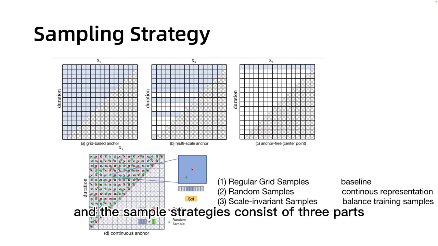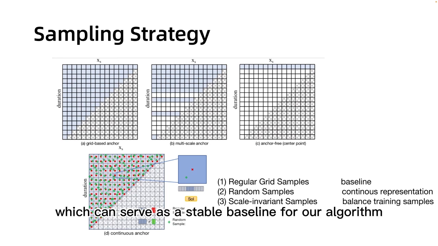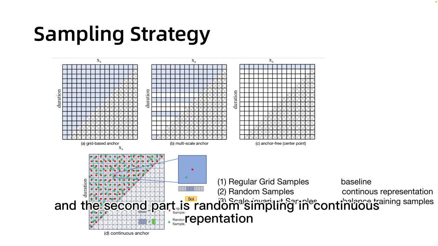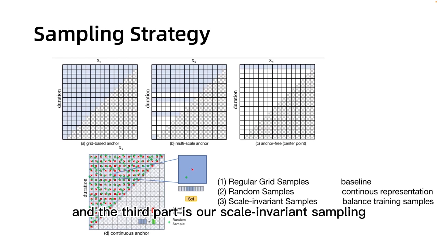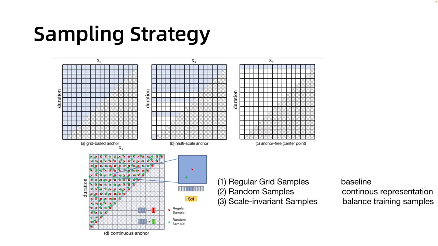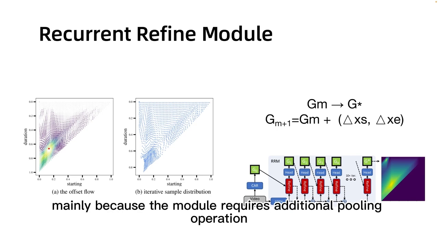The sampling strategy consists of 3 parts. The first part is regular grid sampling as in previous methods, which can serve as a stable baseline for our algorithm. The second part is random sampling in the continuous representation space by moving a point randomly. And the third part is our scale-invariant sampling, which can help increase the robustness for short-term segments. This only requires a few layers and a few steps, mainly because the module requires an additional pooling operation.